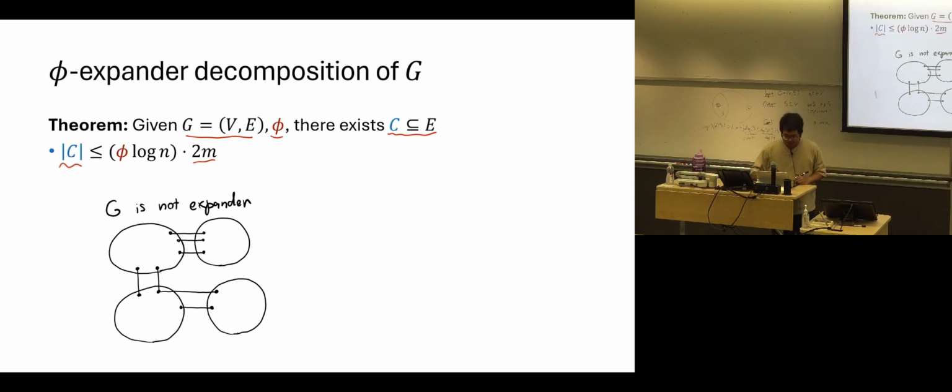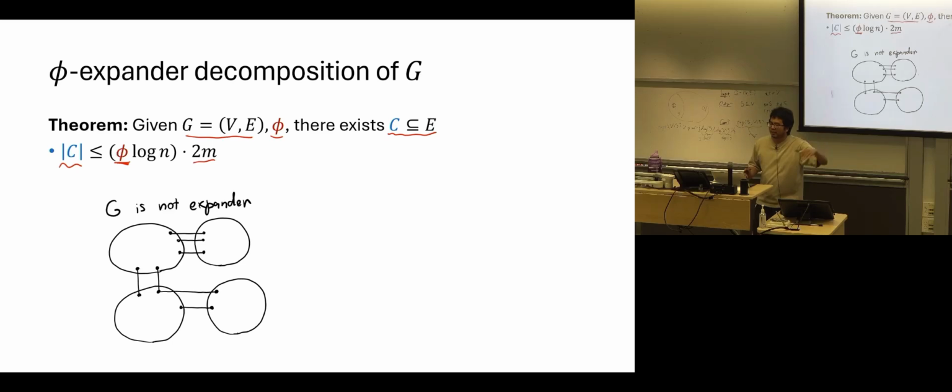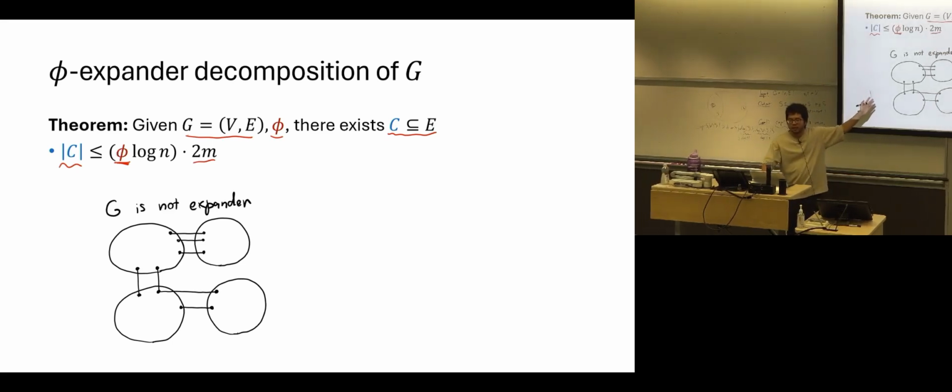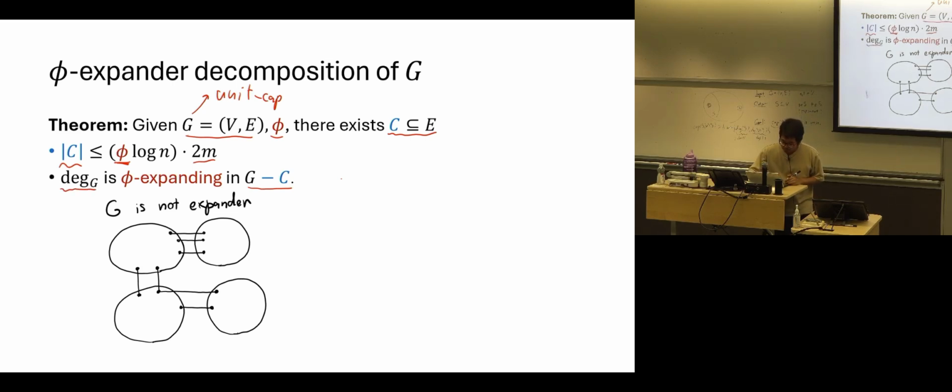Okay. So C is going to be of size something like phi times m, so a phi fraction of edges. And here I think of the graph as unit capacity. And moreover, once you remove C from the graph, then the degree function becomes phi expanding in G minus C.